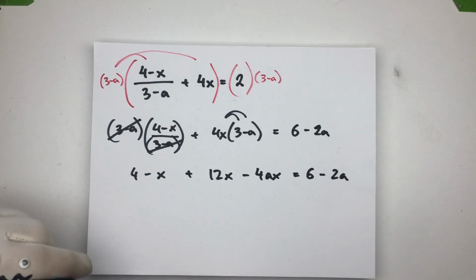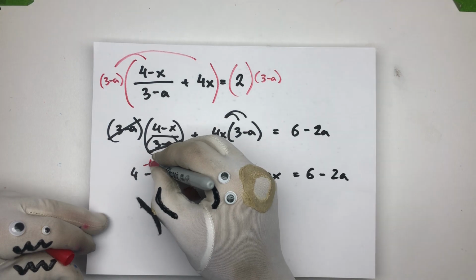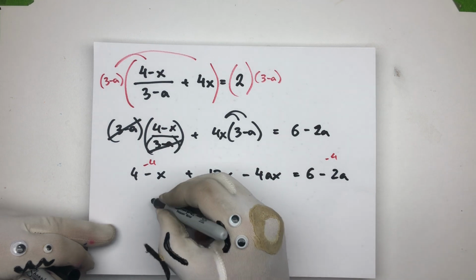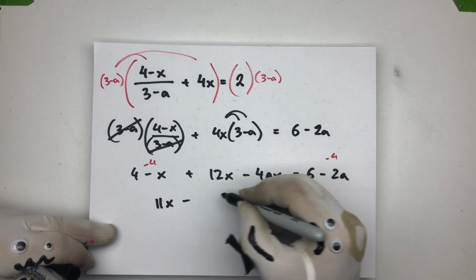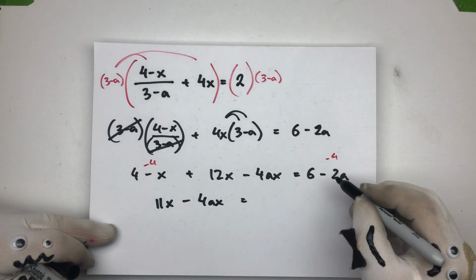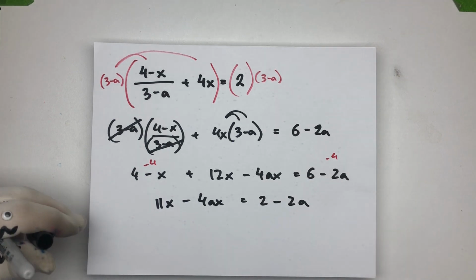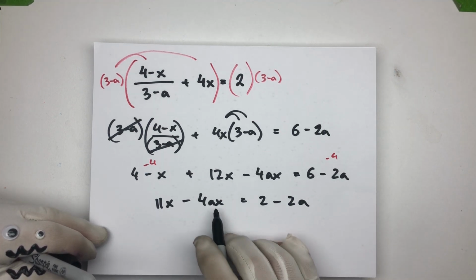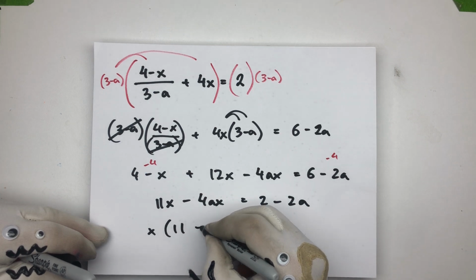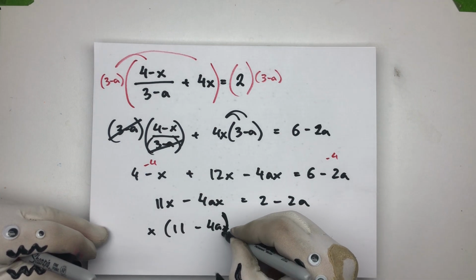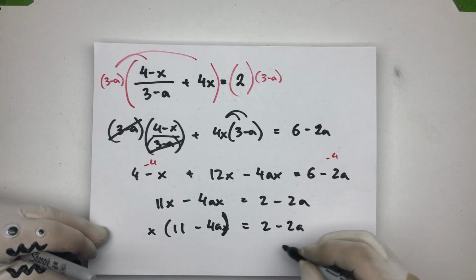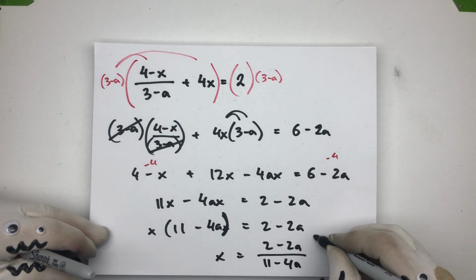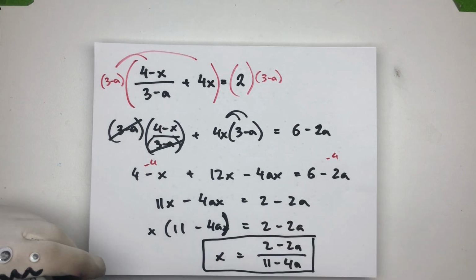Alright, so I have one thing here that doesn't have an x in it, so I've got to get rid of him. So I'm going to take a minus 4 on this side. So now I'm going to be left with 11x minus 4ax equals 2 minus 2a. Okay? And now I can get rid of this x. Now I have x's on this side, nothing on this side, so I can remove this x. So I'm going to be left with x times 11 minus 4a equals 2 minus 2a. So x is equal to 2 minus 2a all over 11 minus 4a. And there it is.